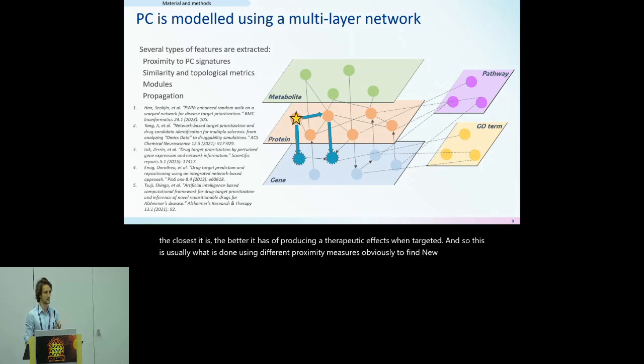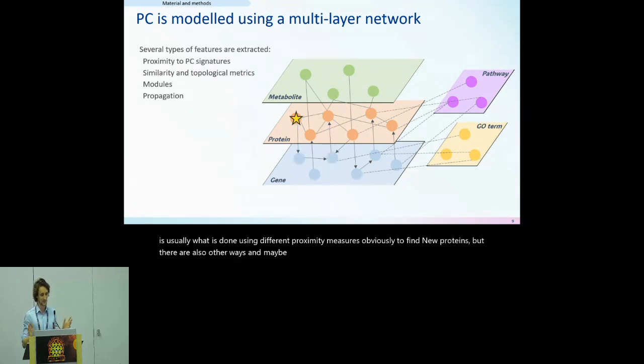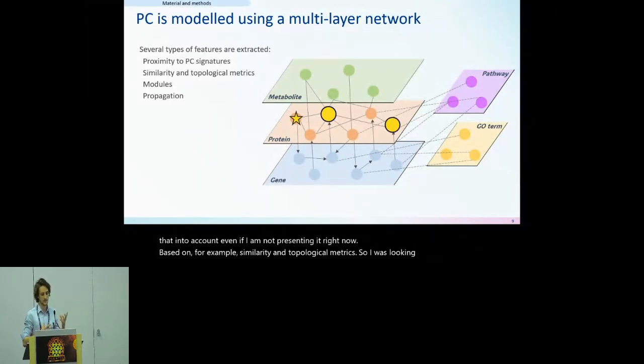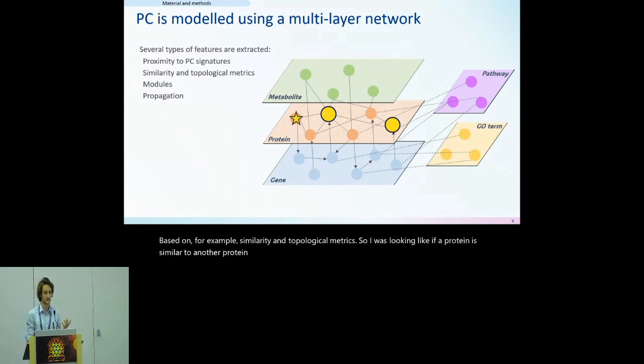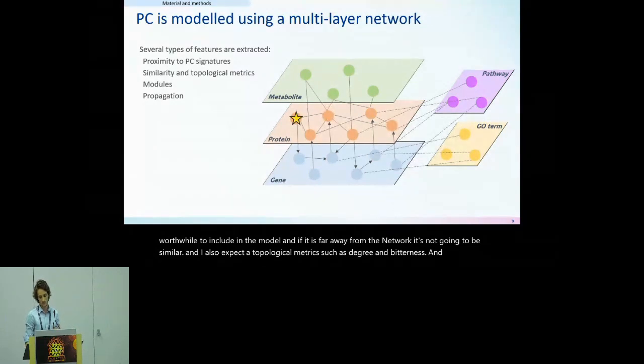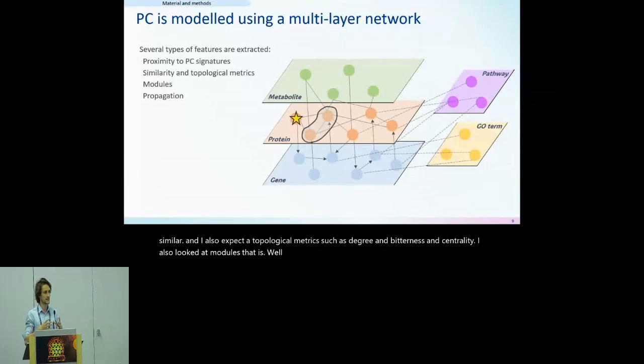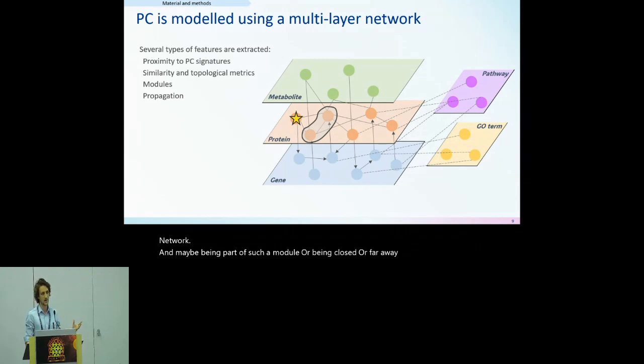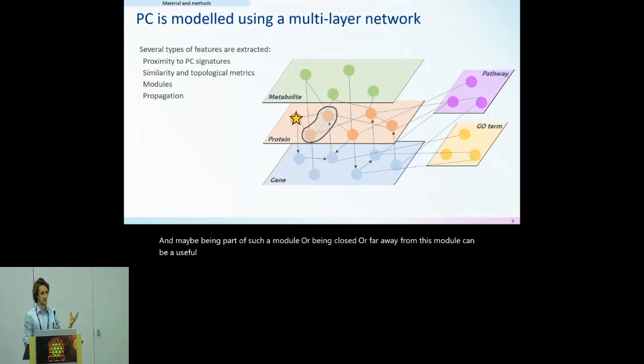But there are also other ways, and maybe we could talk about biases later, but I promise I took that into account, even if I'm not presenting it right now, based on, for example, similarity and topological metrics. So I was looking at whether a protein is similar to another protein, like the androgen receptor, maybe it's a feature that is worthwhile to include in the model. And if it is far away in the network, it's not going to be similar. I also extracted topological metrics such as degree, betweenness and centrality. I also looked at modules, that is, communities of nodes densely connected within the network, and being part of such a module or being close or far away from this module can be useful information to predict therapeutic targets in the case of prostate cancer.